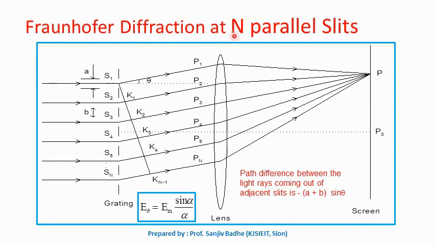Let us consider Fraunhofer diffraction at n number of slits now. For that, let us make parallel rays of monochromatic light incident on an arrangement of n number of parallel slits. This arrangement of n number of parallel slits is called a diffraction grating. Let A be the width of each slit and B be the separation between two successive slits.